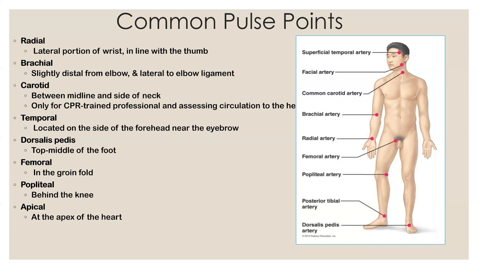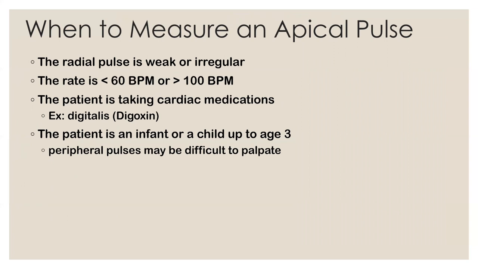So, when to measure an apical pulse, okay? The apical pulse is something that you listen to. You can probably also feel it, I know I can feel it on myself as well, but there is a picture on the next slide that I'll show you exactly where to locate this. When you're thinking about it, this is something you're going to listen to with a stethoscope. It's located in the chest right at the point of maximal impulse of the heart, so it's where you can hear it the best.